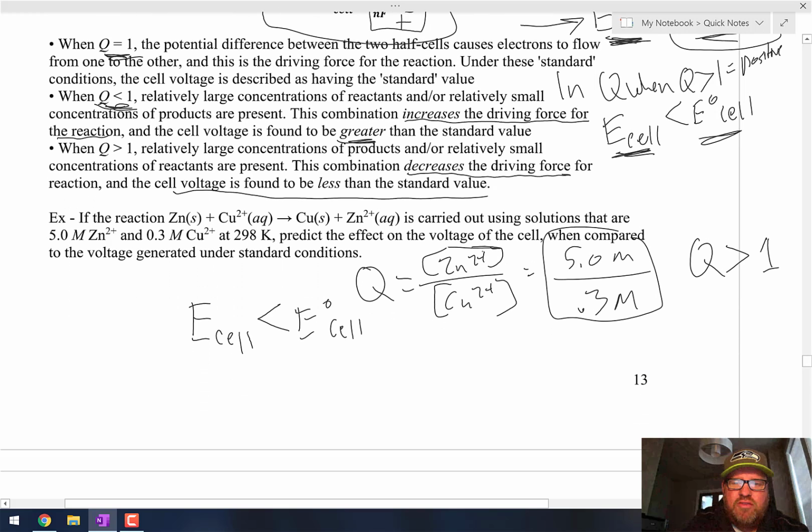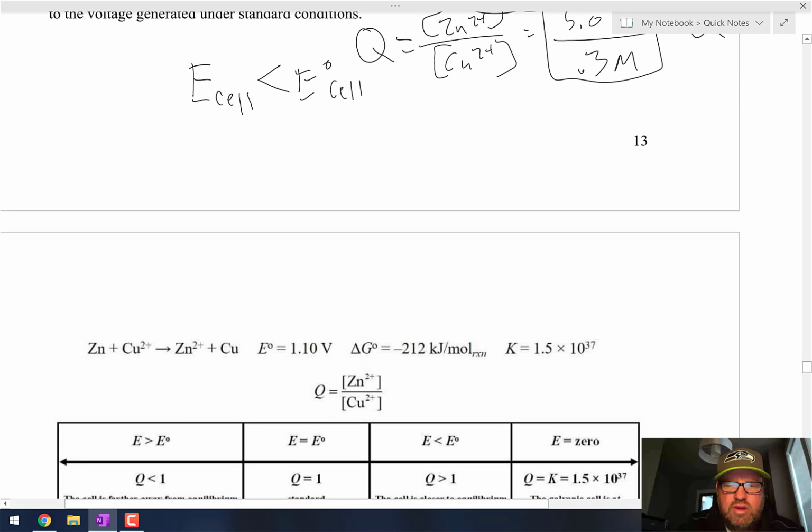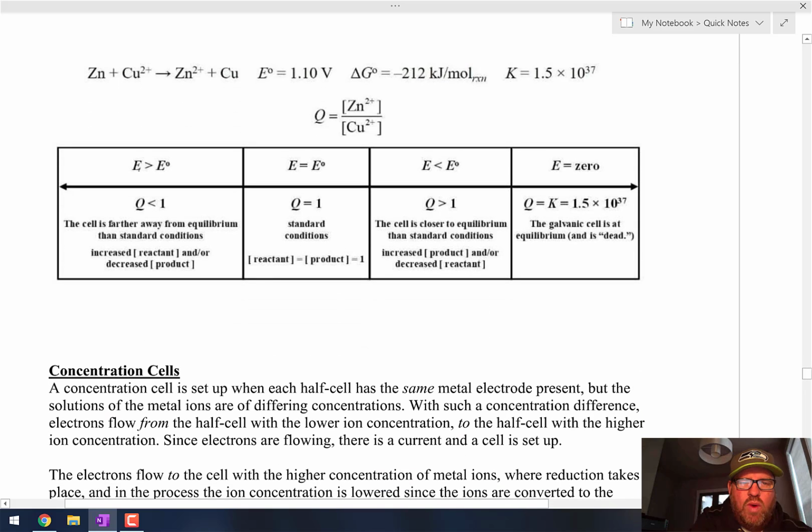So predict the effect on the voltage of the cell. Whatever it was before, it's now going to be less than the standard cell potential, is all you would have to say there. When the non-standard cell potential is greater than the standard cell potential, that happens because Q is less than 1. And I don't ever use the term equilibrium with this. I just talk about it either increasing the driving force or decreasing the driving force. When E is equal to the standard cell potential, then you know that Q is equal to 1. When Q is greater than 1, then the standard cell potential is greater than the non-standard cell potential.